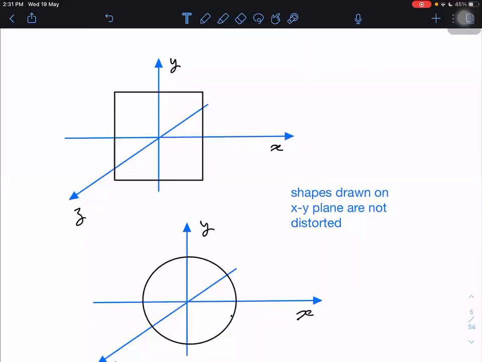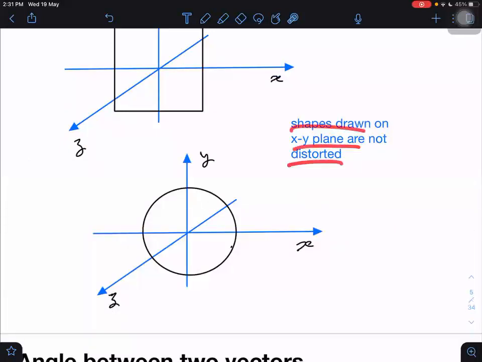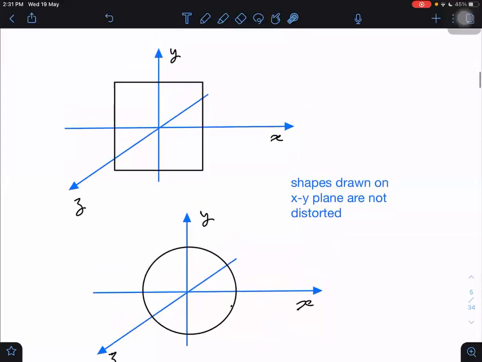Shapes drawn on the XY plane are not distorted. Now, if you want to draw a 3D diagram of something, then if you want to draw a circle in the XY plane, you should represent it like a circle only. If you want to draw a circle in the YZ plane, then you better draw it like a square. You draw a square like a square, and a circle you draw like a circle only, because we are standing directly in front of the wall, and this shape will not appear to us to be distorted.